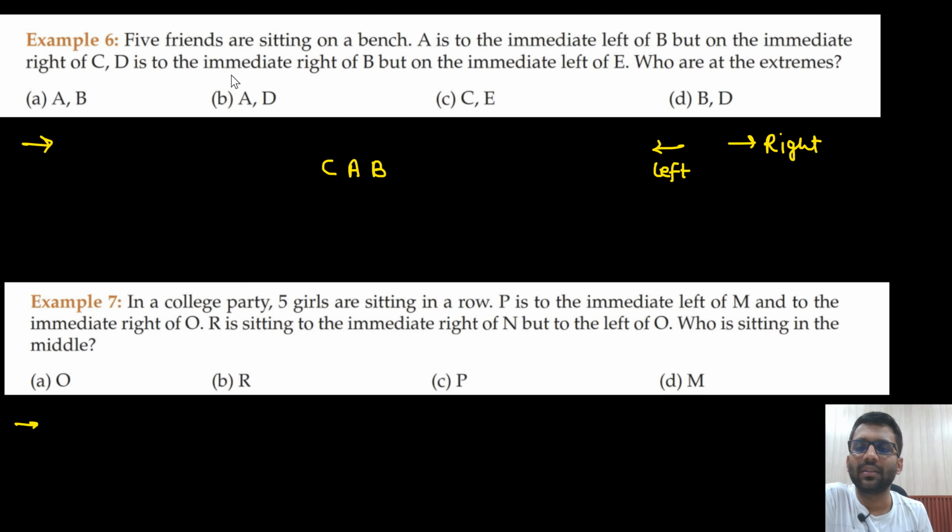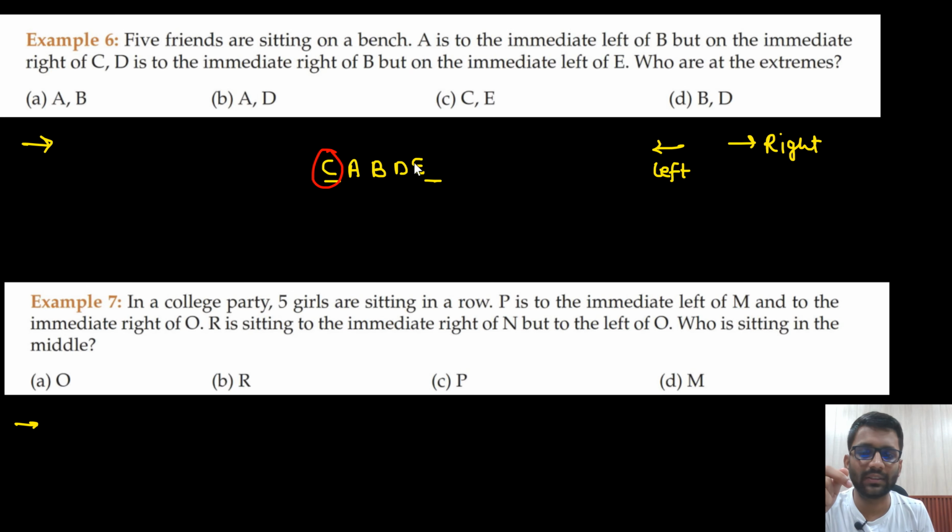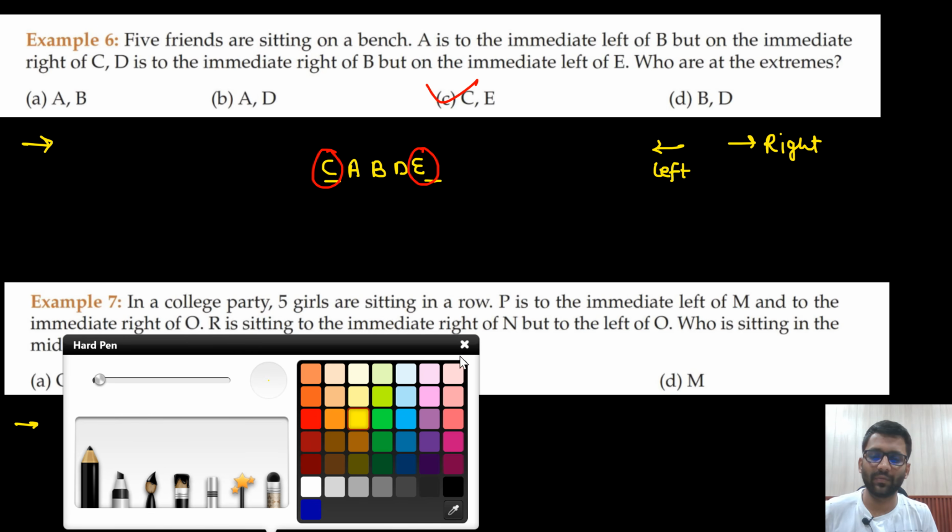D is immediate right of B. Right of B is D. But on the immediate left of E is D. Left of E is D. Who are at the extremes? C and E. Extreme means at the corner. C and E. That's it. Very easy problem. Very, very easy.